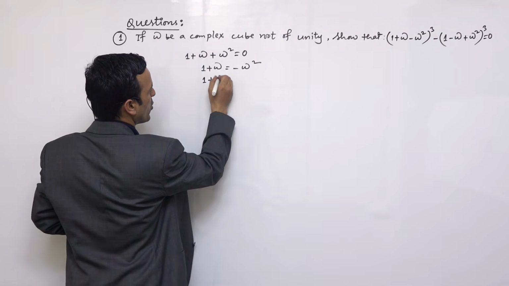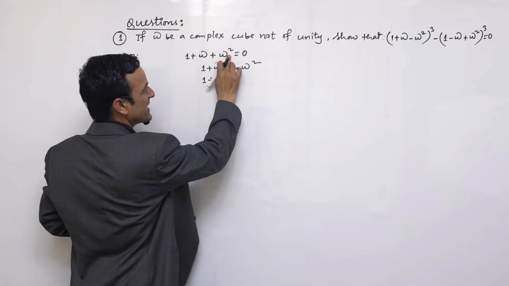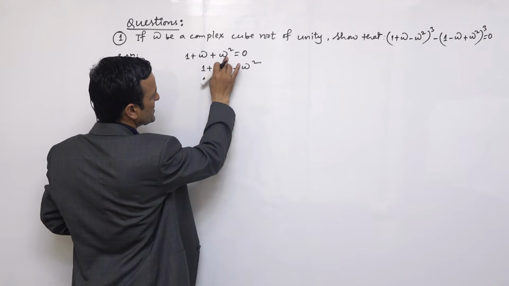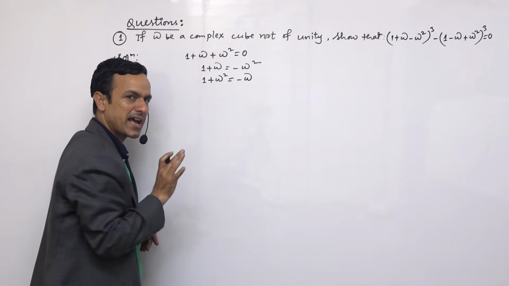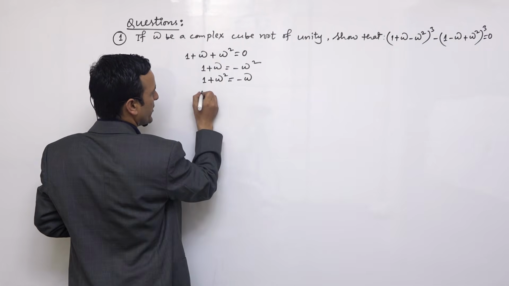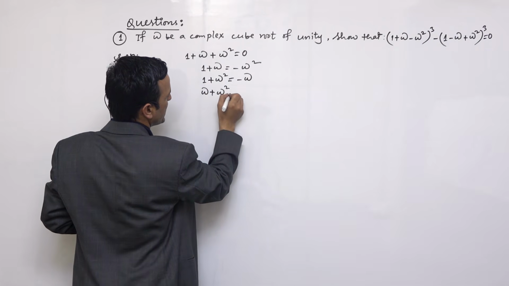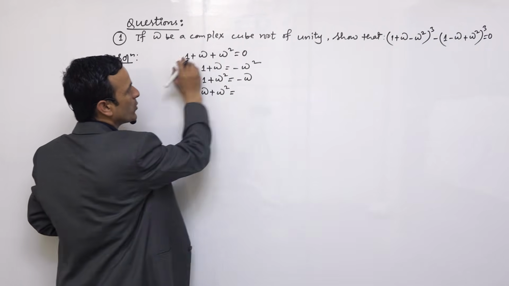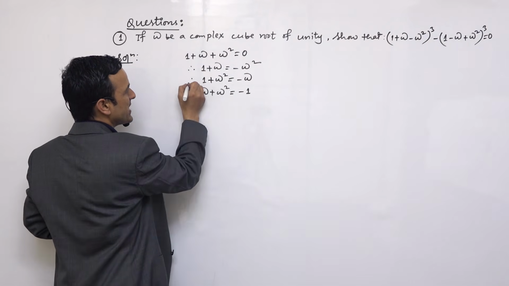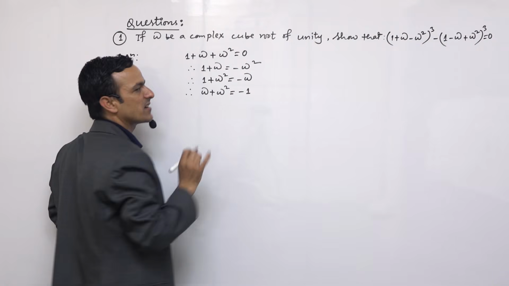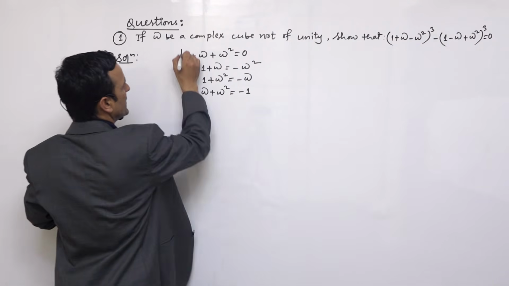Similarly, 1 plus omega square means what? The sum of this and this will be minus omega, as omega goes to the other side. And if we write omega plus omega square on one side, then the other side will be minus 1. So in this way we can deduce different results from only one formula.